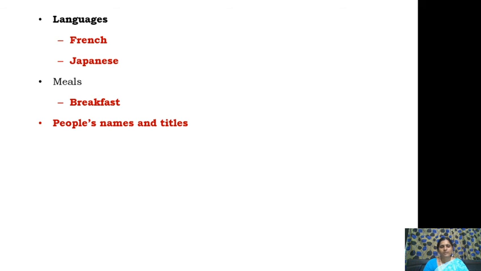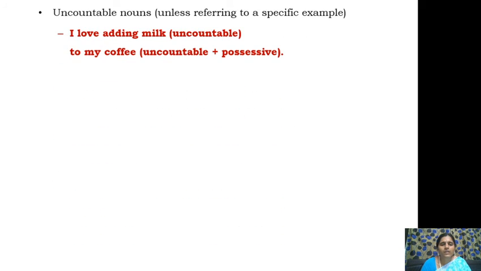People's names and titles, we never use an article. Not the Mr. Suresh, or the Doctor so and so. Before names and titles we never use articles. And with possessives also: my coffee, her dog. We can't say my the coffee or my a coffee. So with possessives also we can't use any article. With uncountable nouns, unless they are referring to a specific example, we can't use any article before that.